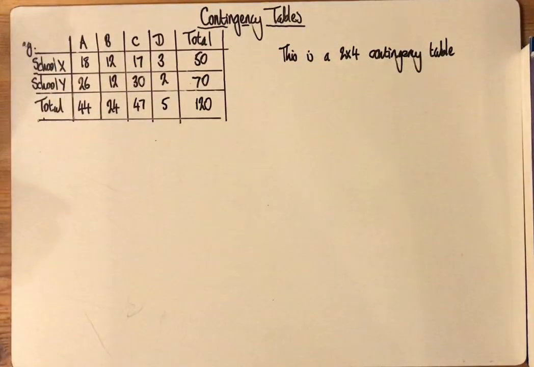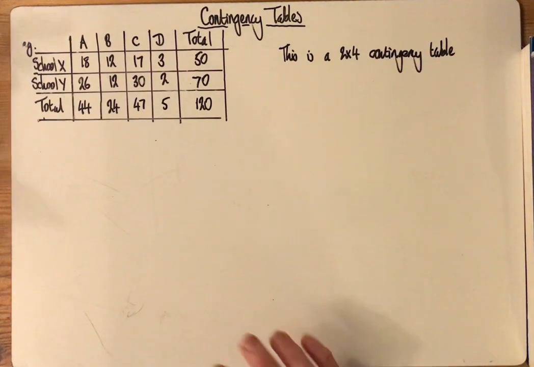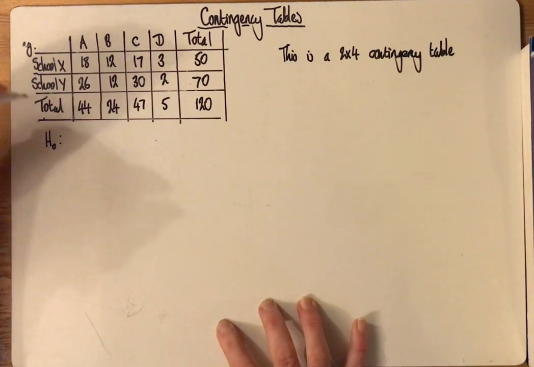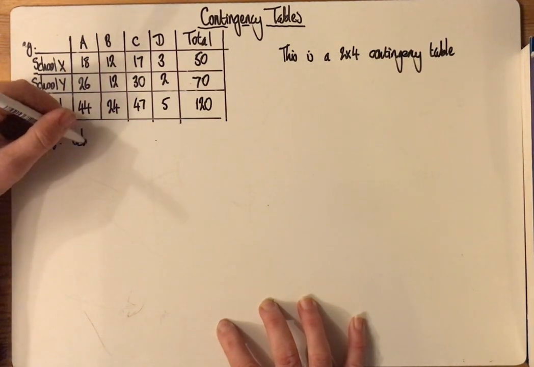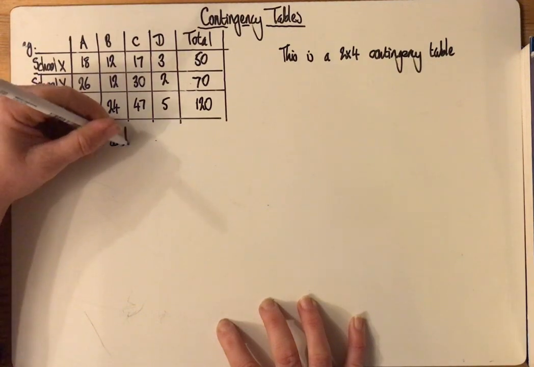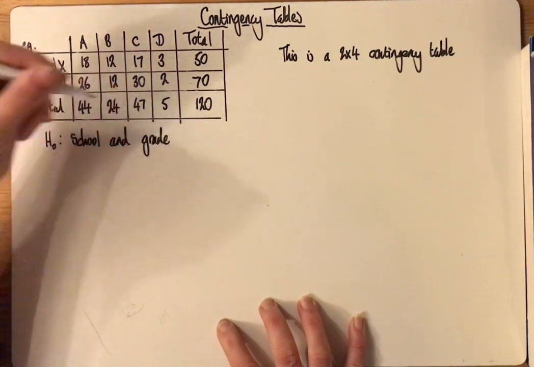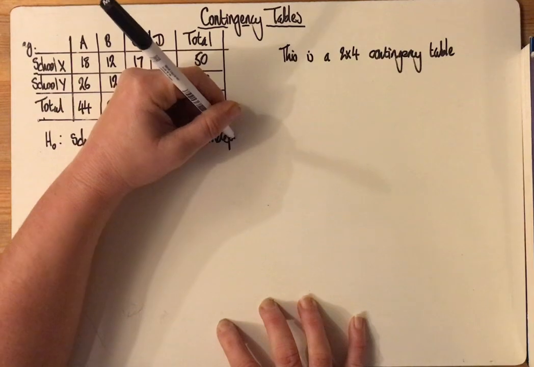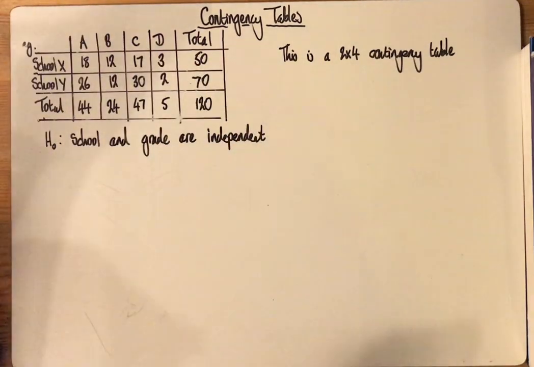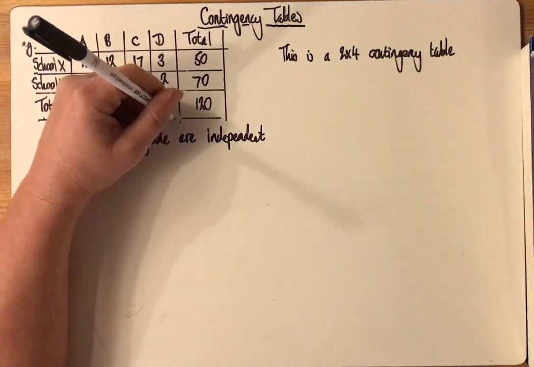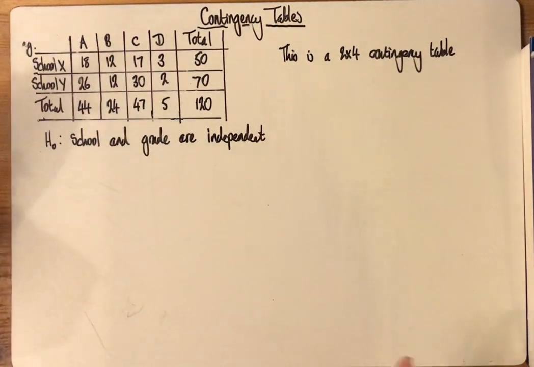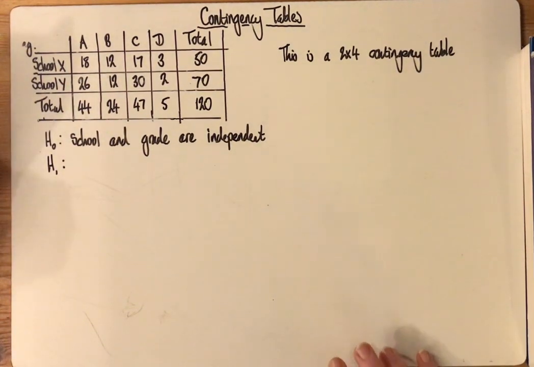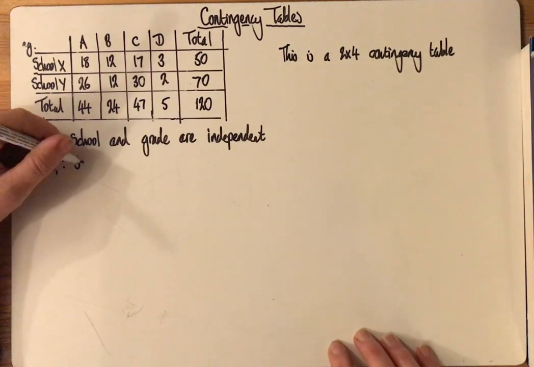So we're going to test at the 5% significance level. Is there an association between grade and school? So the null hypothesis is that the school and grade are independent. So what school you go to does not affect your grade. Although we're not looking for causation here, we're just seeing if there's any association in the data. School and grade are not independent is the alternative hypothesis.